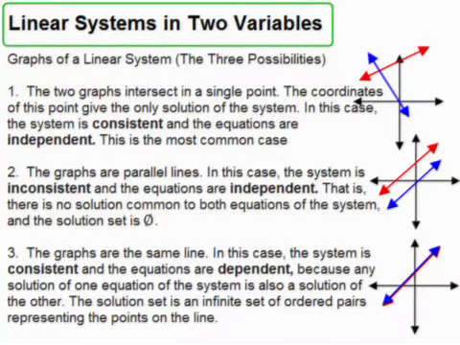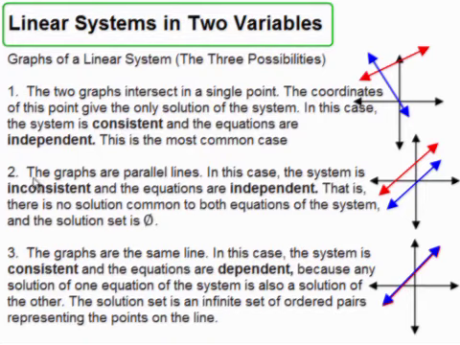Linear equations in two variables represent lines when graphed. We can see by their graphs that there are three possible outcomes when solving a system of linear equations in two variables. So the first outcome is the two graphs intersect in a single point. The coordinates of this point give the only solution to the system. In this case, the system is consistent and the equations are independent. This is the most common case.